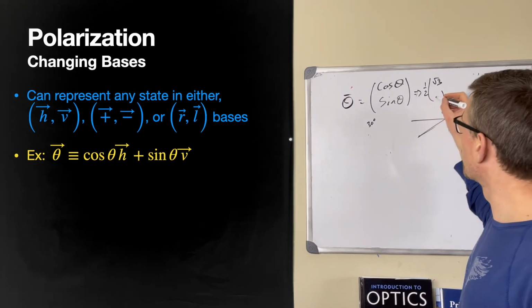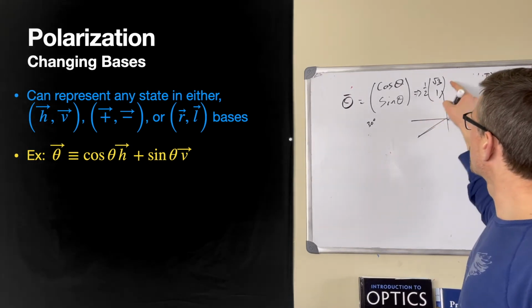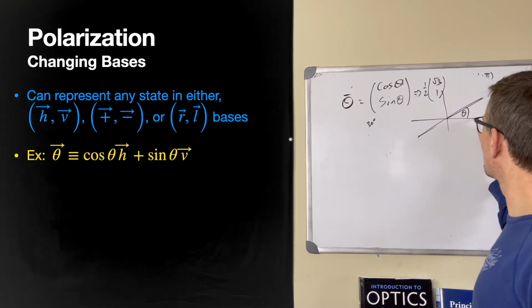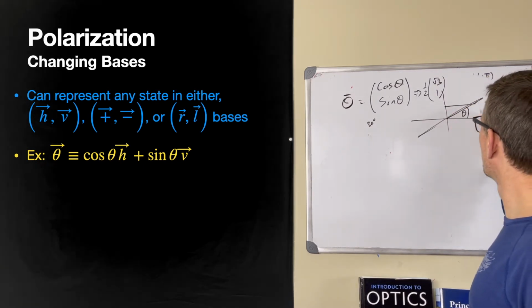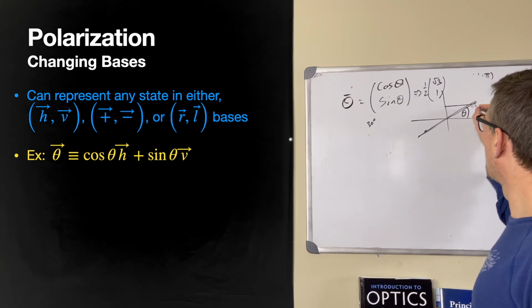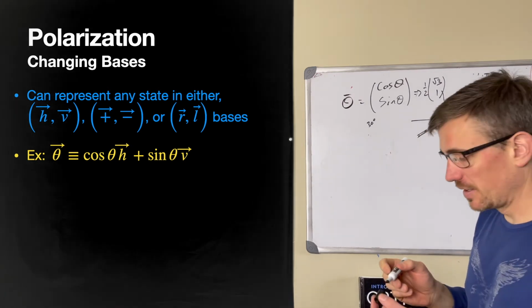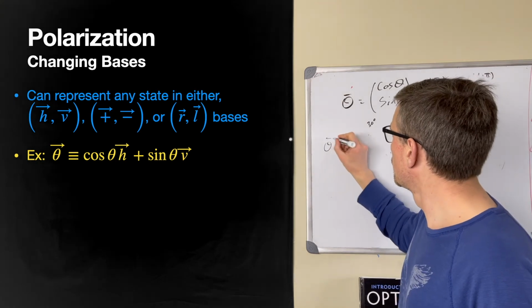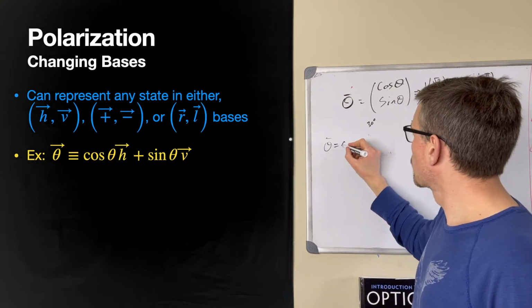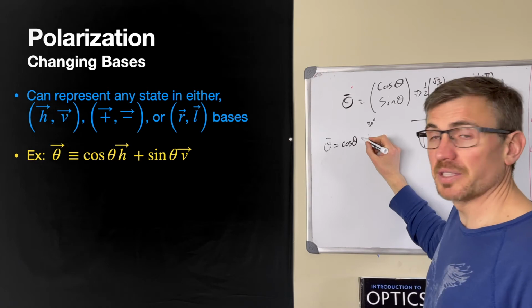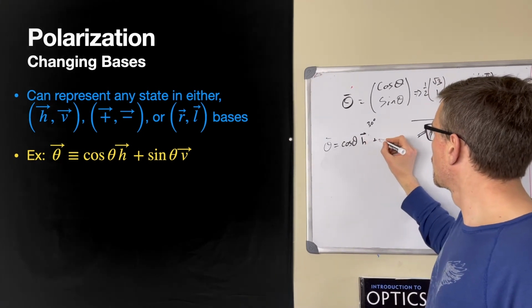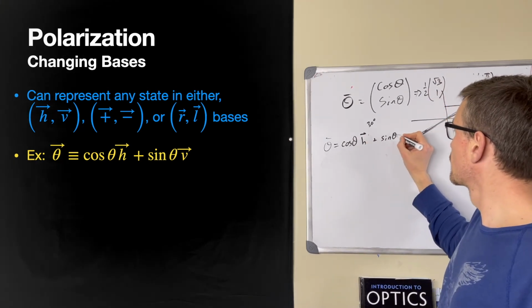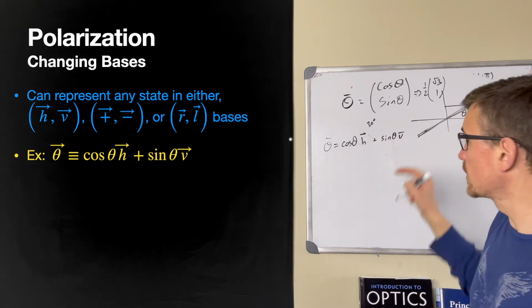And sine of 30 degrees is a half. So this one would be like 0.866 this way and 0.5 this way. This would be our 30-degree state. So we can write that vectorially, right? That's equal to cos theta times h plus sine theta times v. That's how we can write the state.